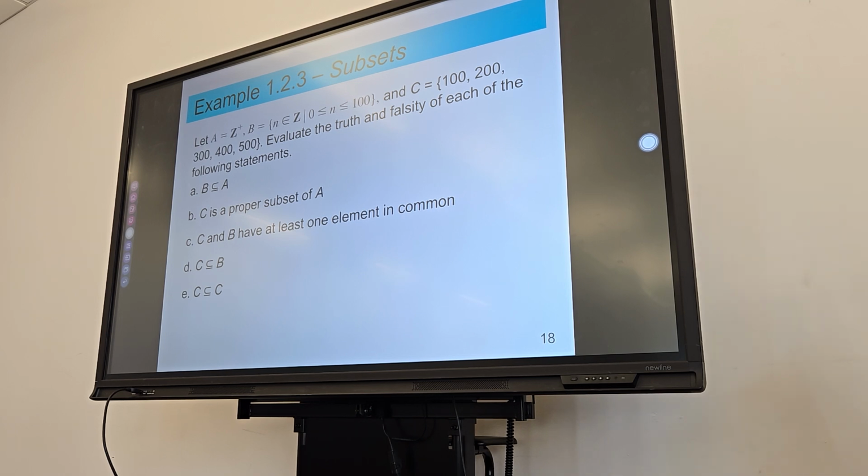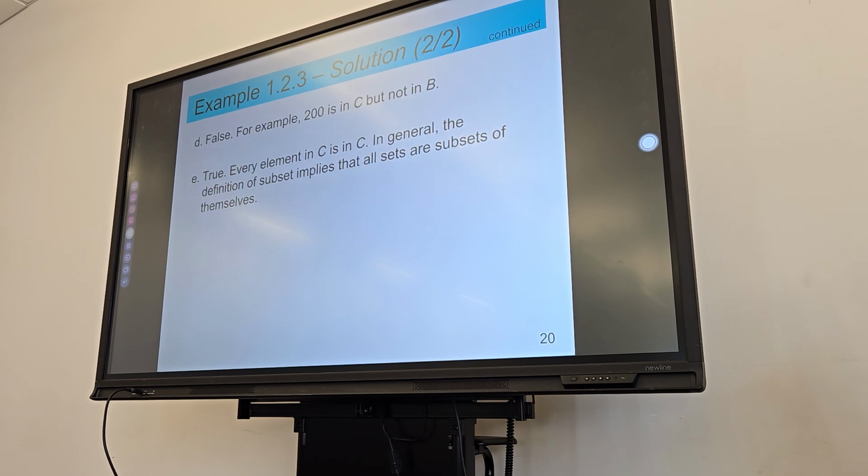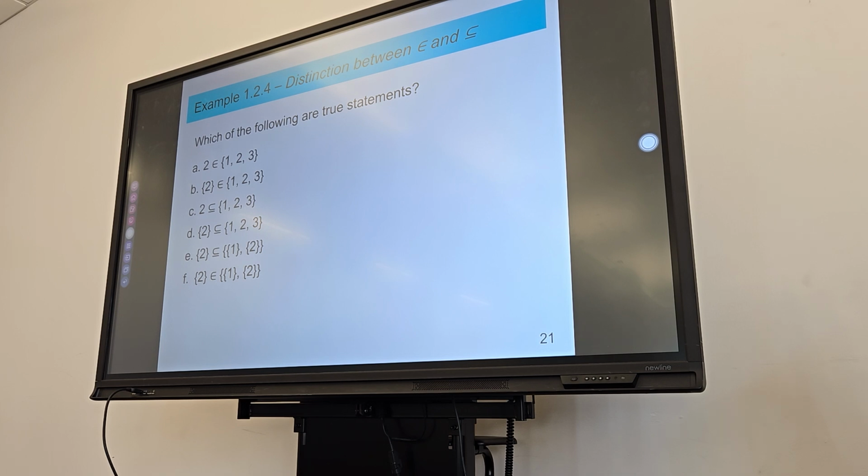So we went through all these. All right. Now, which of these statements are true? 2 is an element of the set containing 1, 2, and 3. Yes, it is an element. Now, is the set containing the element 2 an element of the set of 1, 2, and 3? No, because it is a set, and the set on the right does not contain any sets.